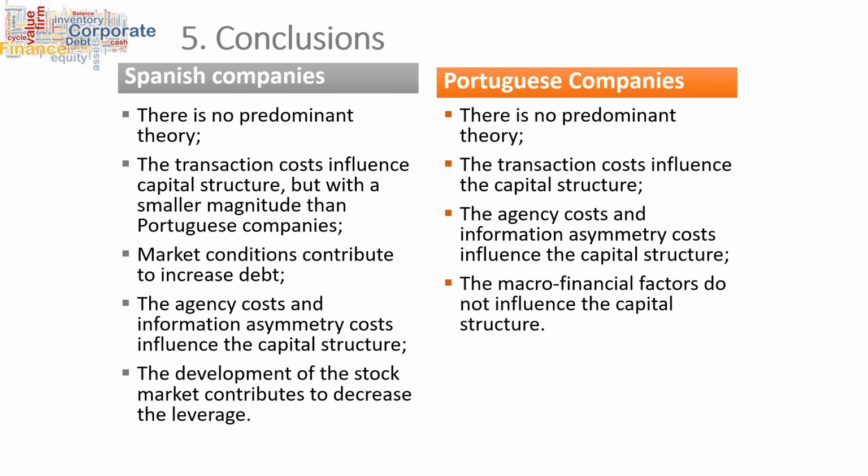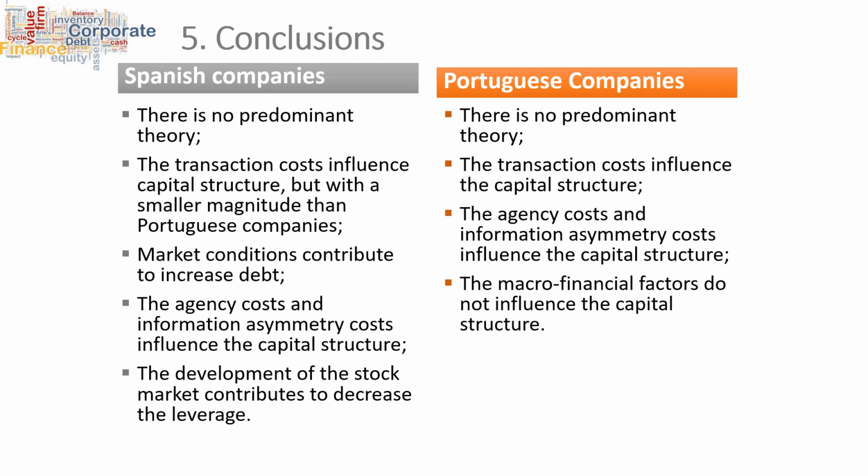Conclusions for Spanish companies. There is no predominant theory. The transaction costs influence capital structure, but with a smaller magnitude than for Portuguese companies. Market conditions contribute to increased debt. The agency cost and the information asymmetry cost influence the capital structure. Development of stock market contributes to decrease the leverage.